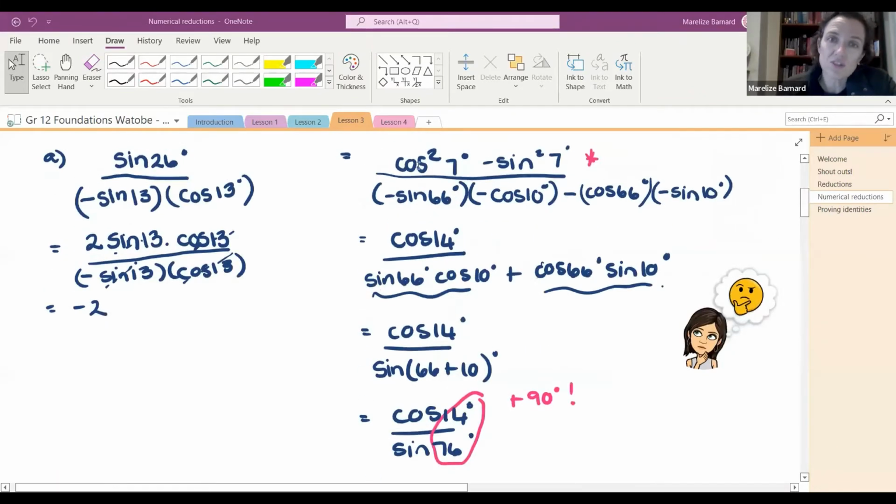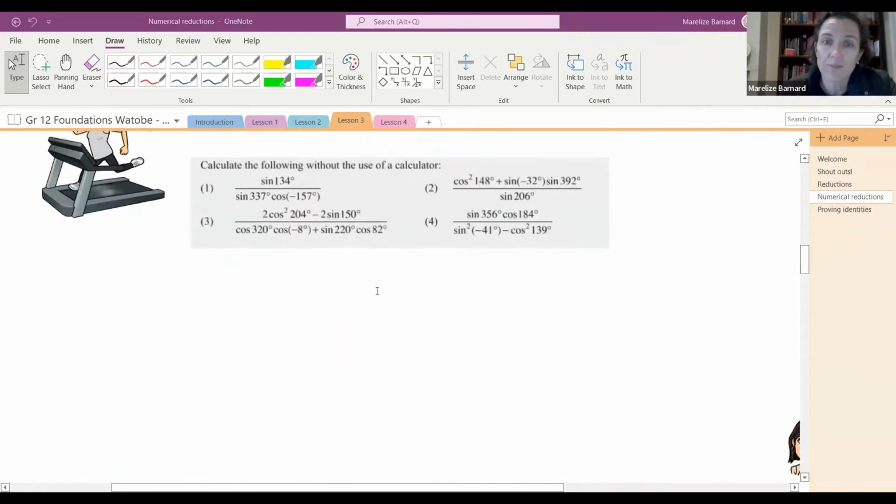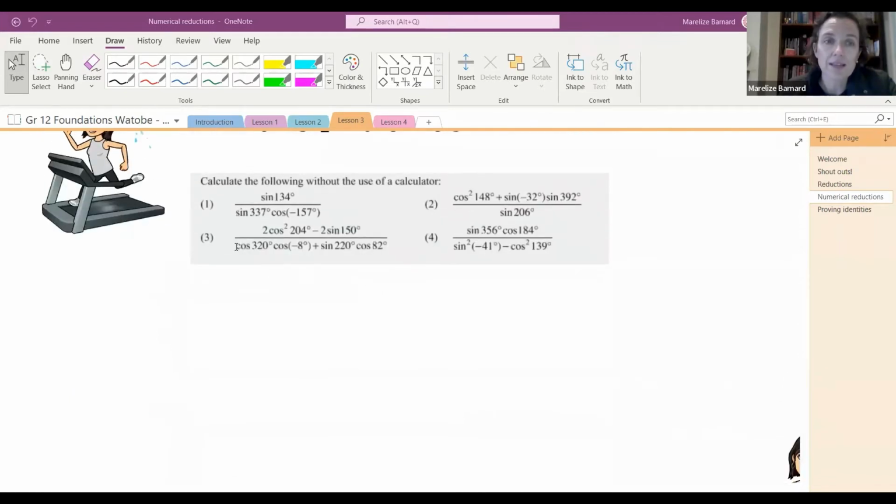We started off just doing reductions, and then we started doing numerical reductions. So reductions where they are numbers. So let's have a look at this first one. And I did ask everyone who came into the lesson to start working on it. But basically, I'm going to do this first one, and then you can give the second one a go on your own.